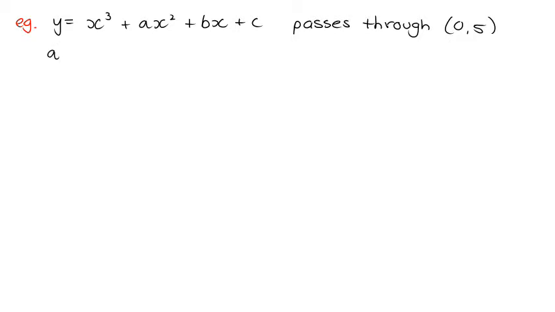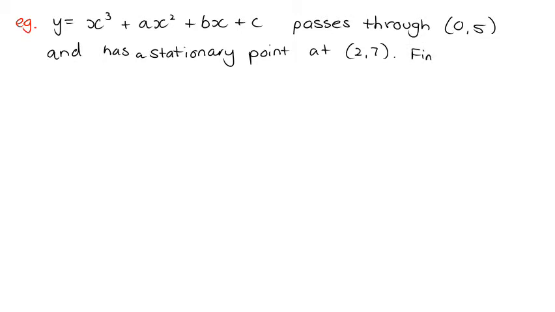And has a stationary point at 2, 7. Right, find a, b, and c. Looking at our original function, knowing that the y-intercept is 5, what do you think c is? 5, right? When x equals 0 for the original function, c equals 5. So that one's kind of given.